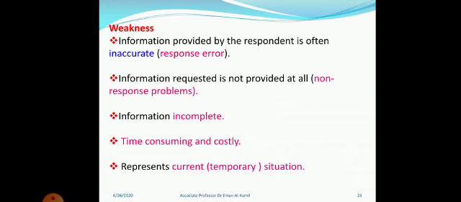But the drawback of this household survey is that sometimes some respondents give inaccurate information, which is called response error. There is also the non-response problem, which is one of the important problems. When we ask about certain information, some people do not respond, or they give incorrect information about the question, or they give incomplete information.